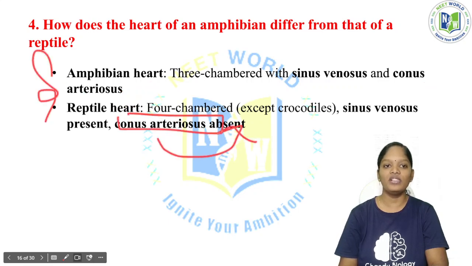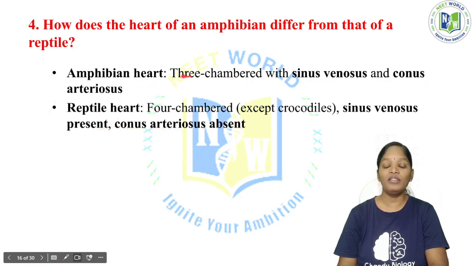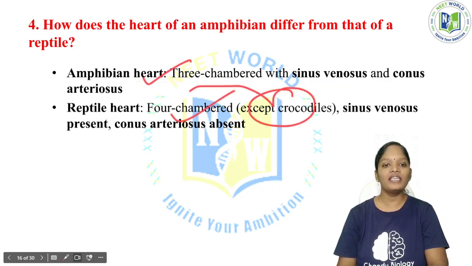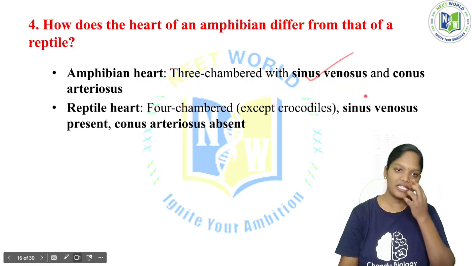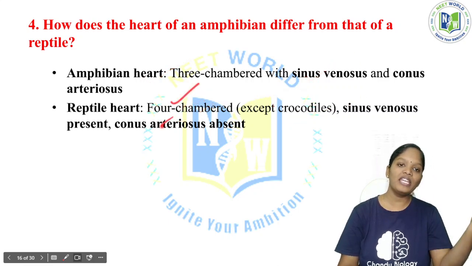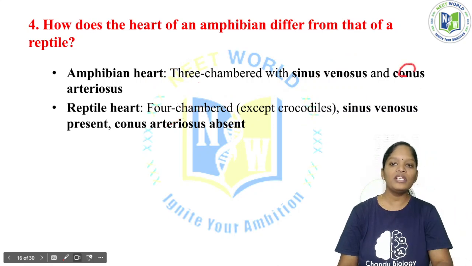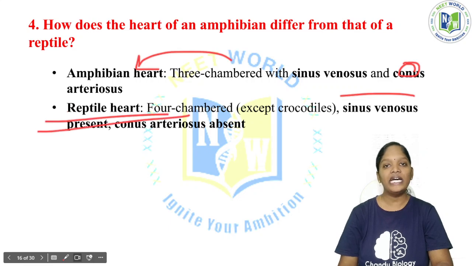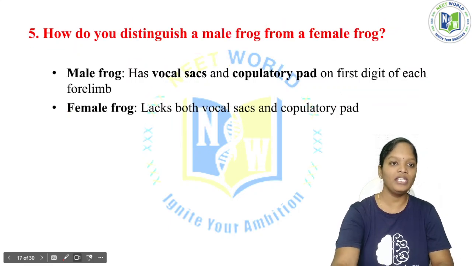So these are all the important differences between the amphibian heart and the reptile heart. Just see here. Both are the 3-chambered heart except crocodiles. Crocodiles are having a 4-chambered heart, and the sinus venosus is present in both the amphibian heart as well as the reptile heart. The conus arteriosus is present only in the amphibian heart but not in the reptile heart. So these are all important differences.